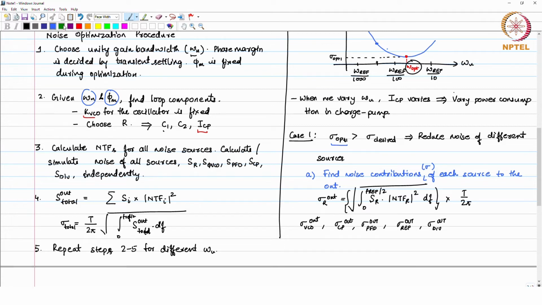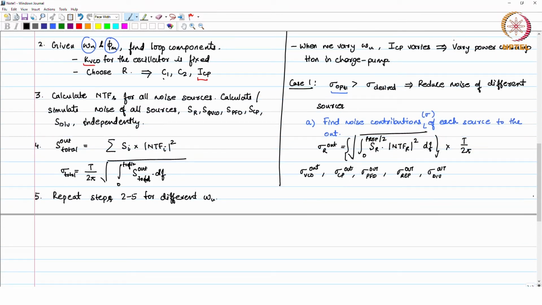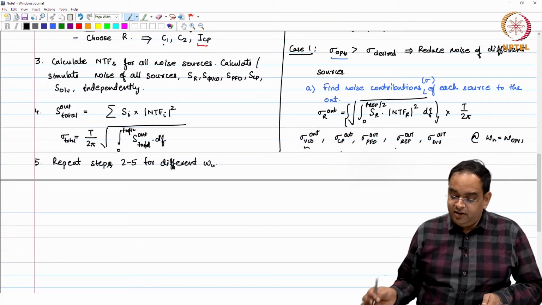See, if you want to reduce the noise of any component, then you should know whether that noise is dominant or not. If it turns out that, let us say, the resistor noise is dominating, because we chose the value of the resistor randomly to begin with, just as you start designing, so 1K, 2K, whatever you would like, and if you choose a large value of the resistor, the resistor noise is going to dominate. If resistor noise dominates, then there is no point in addressing the noise in the VCO. Okay. So, we are going to find all these jitter contributions independently at omega u equal to omega opt 1.